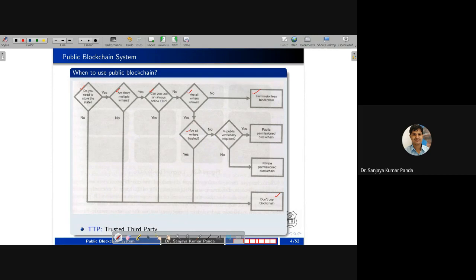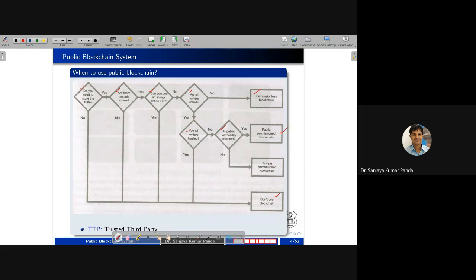See, so you can say public blockchain is again divided into two types. One is called public permissionless blockchain, the other public permissioned blockchain, right? It is another type of classification under the public blockchain system. And the last question we are asking here is: is public verifiability required? If public verification is required and your answer is yes, then you are using public blockchain.